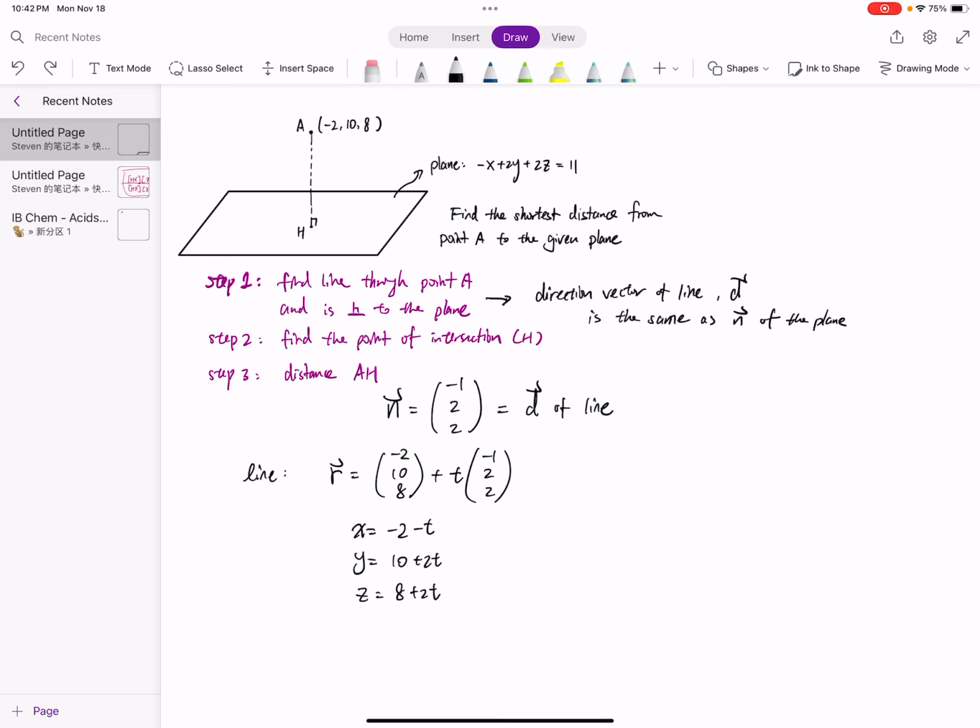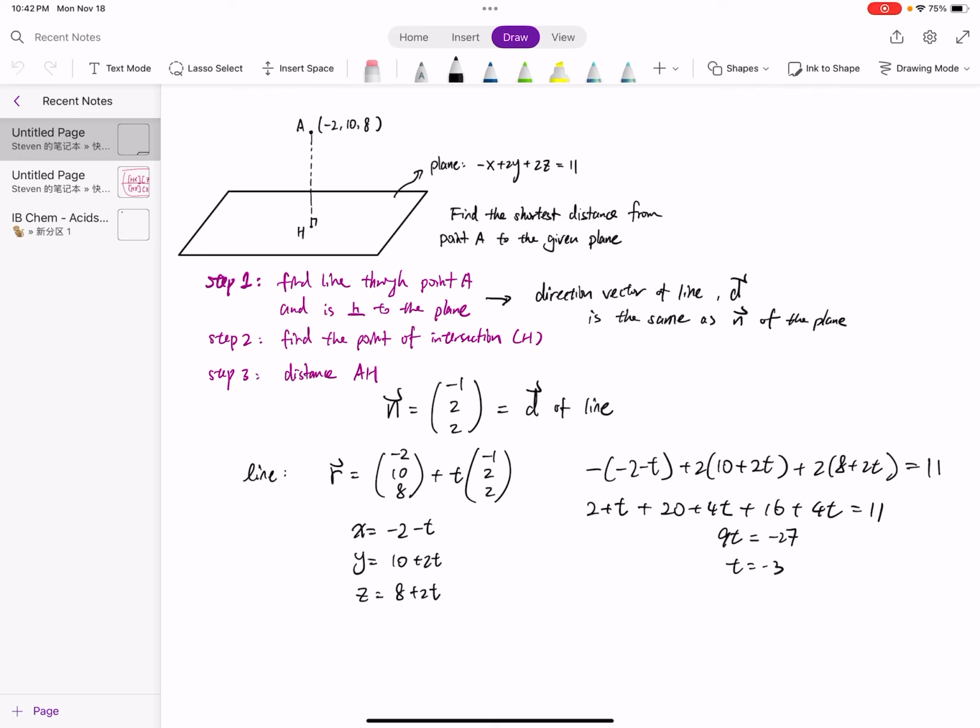So we have negative x plus 2y plus 2 times z equals 11. Then I need to solve this equation, which is just laborious work, so you can make it faster if you want, but I need to do it. Altogether the constants give 22, and 22 plus 16 is 38. 11 minus 38 is -27, so t equals -3.